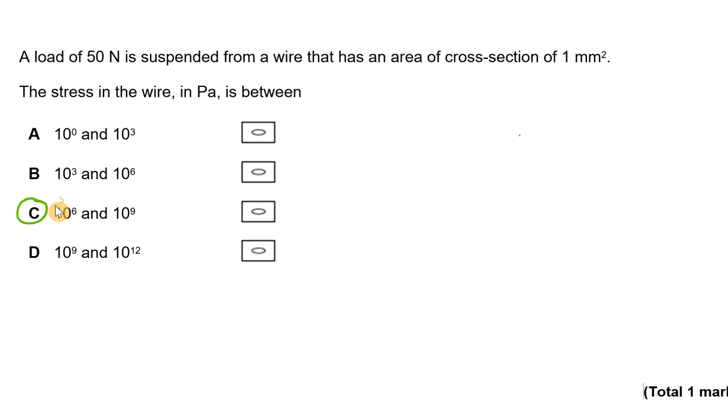Got the answer C? Well done! If you didn't, I'll now explain why the answer is C.